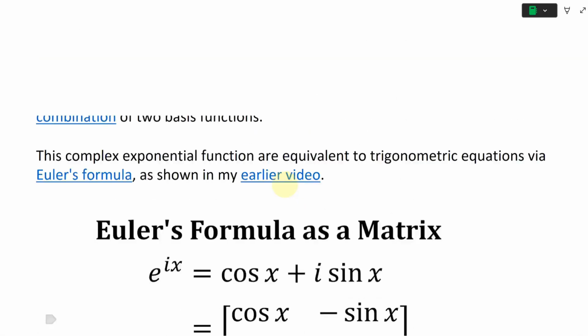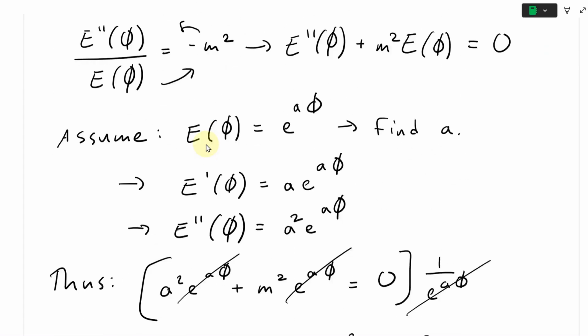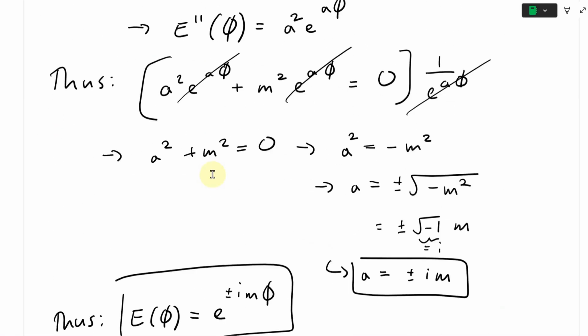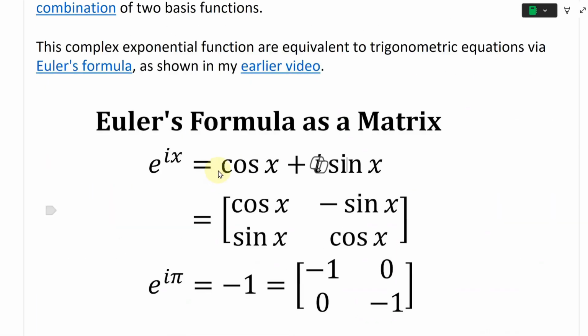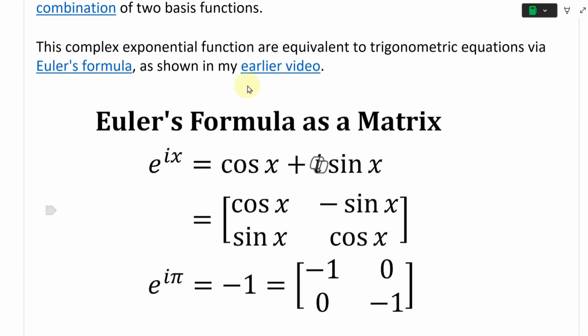And again, I'm just diving into why they're using negative m squared as the constant, because the video that Mike on YouTube doesn't actually explain why, and then I had to ask Grok AI for that. Anyway, so that's the periodicity for our solution.